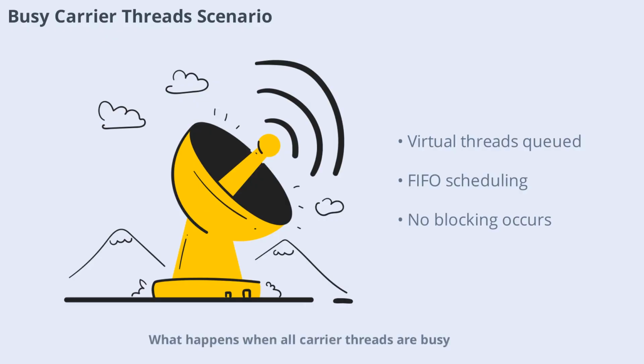What happens when all carrier threads are busy? Virtual threads ready to run are queued by the scheduler. The scheduler uses FIFO scheduling, ensuring no blocking occurs. As soon as a carrier thread becomes available, the next virtual thread from the queue is assigned. This efficient queuing and scheduling mechanism ensures high throughput and minimal resource waste, especially for I/O-bound operations.